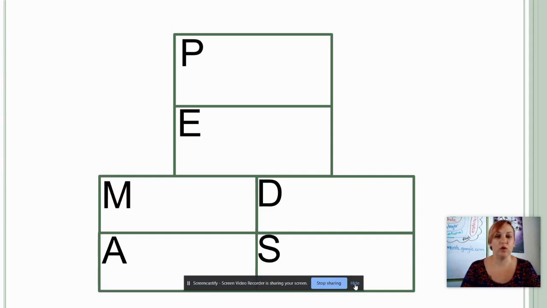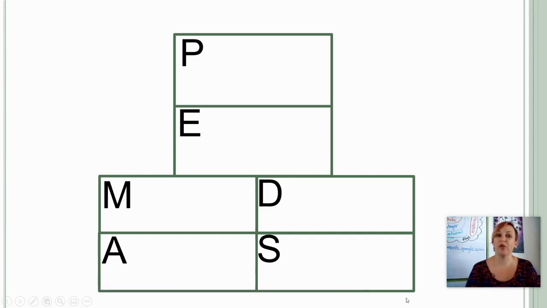PEMDAS is telling us what order we should do our operations in a math expression, so a problem that does not have an equal sign. In a math expression, we should always look for our parentheses first. Now, parentheses doesn't mean just regular parentheses. It could also mean brackets or curly braces or anything that's grouping a bunch of numbers together. So parentheses need to be done first.